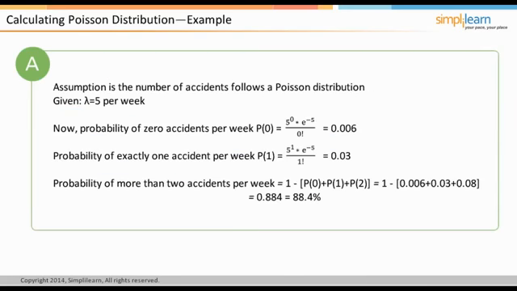Given the situation, you know that the value of lambda, or mean, is 5. So P of 0, that is, the probability of 0 accidents per week, is calculated as 5 to the power of 0 multiplied by e to the power of minus 5, whole divided by factorial of 0. The answer is 0.006. Applying the same formula, the probability of 1 accident per week is 0.03. The probability of more than 2 accidents per week is 1 minus the sum of probabilities of 0, 1, and 2 accidents, which is 0.884. In other words, the probability is 88.4%.